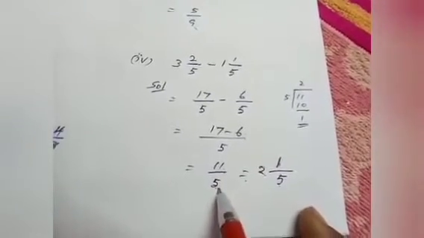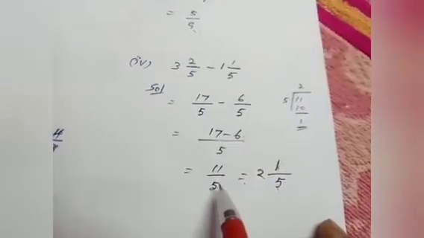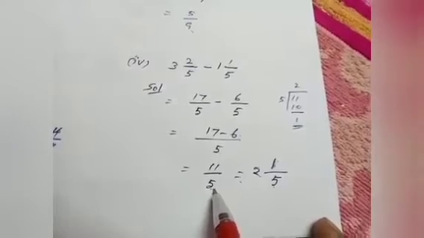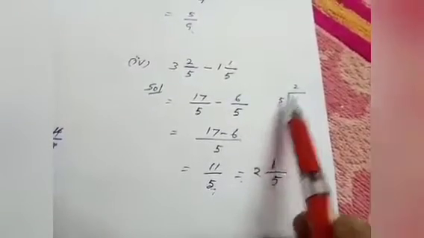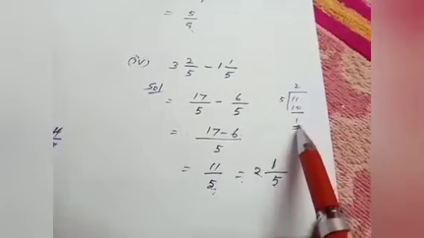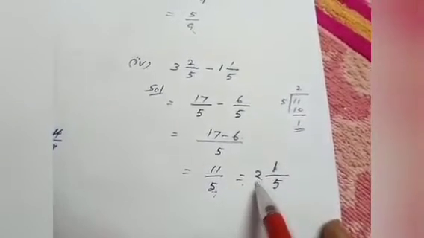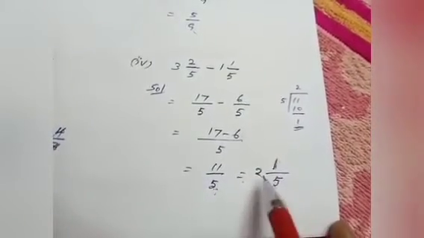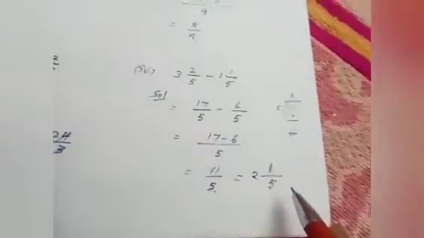So 11 divided by 5 is an improper fraction. Convert the improper fraction into a mixed fraction. 11 divided by 5. 2 5s are 10. So the remainder is 1. So the answer is 2 1 divided by 5. 2 1 by 5 is the answer.